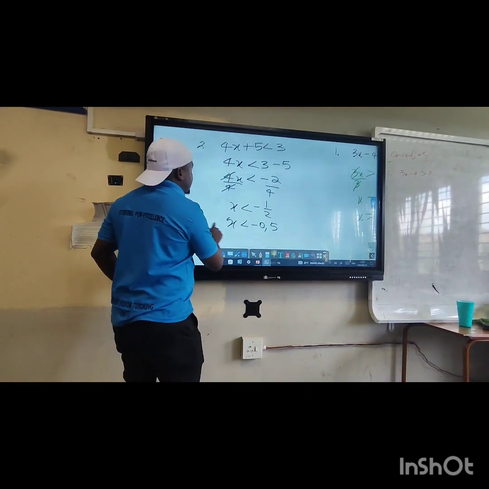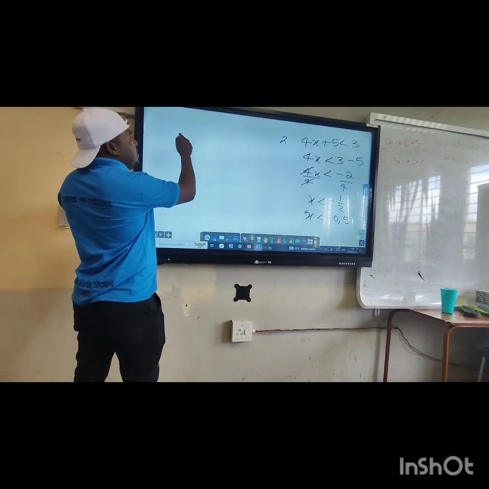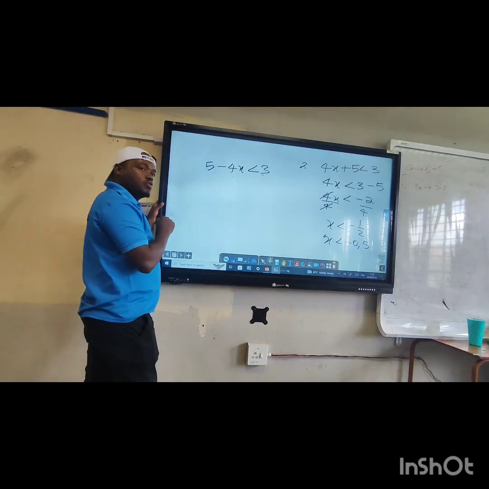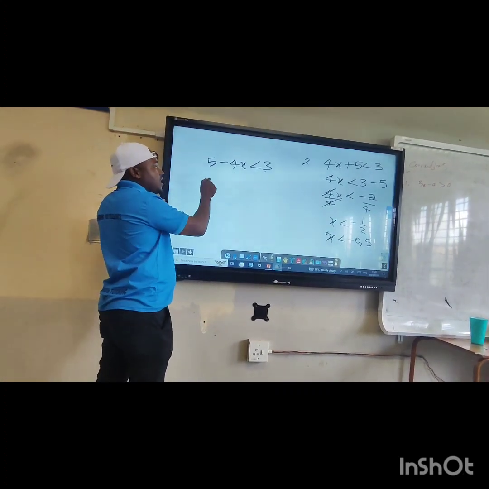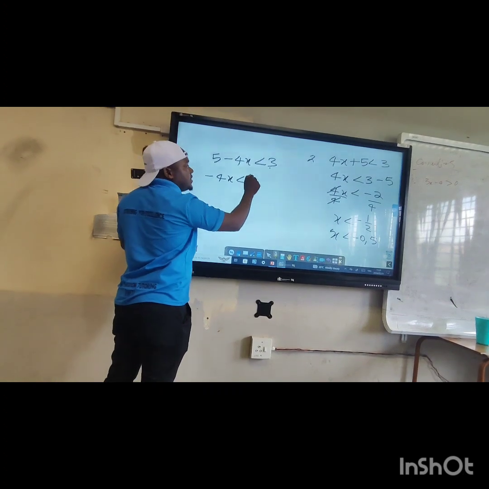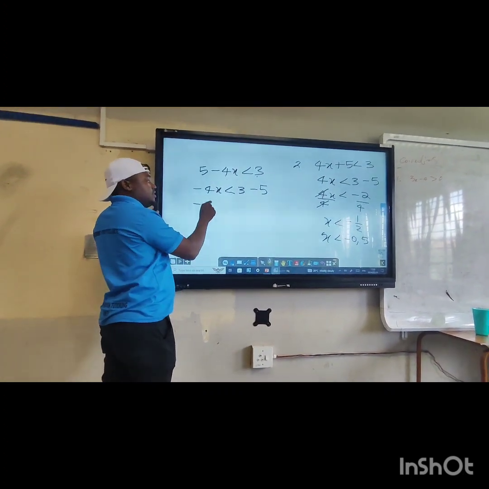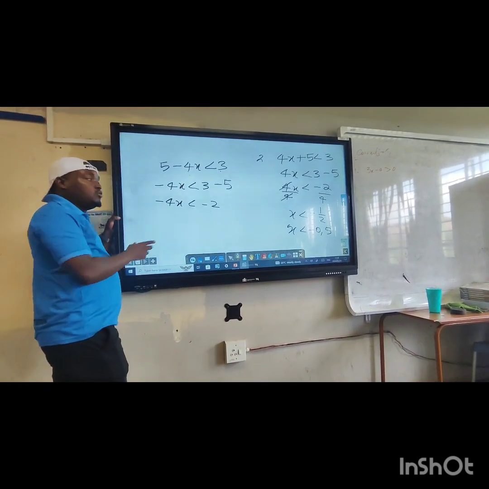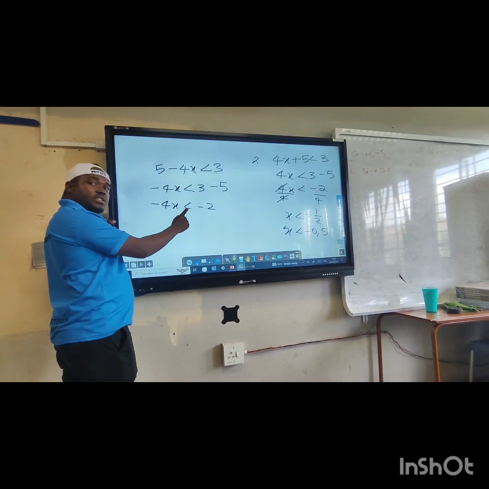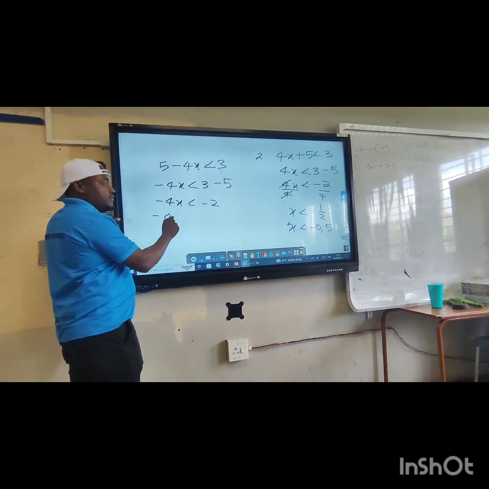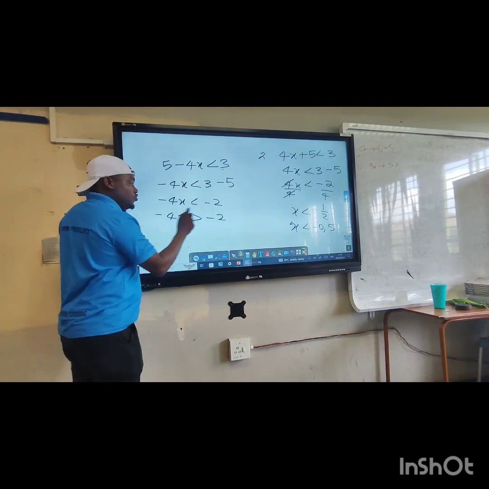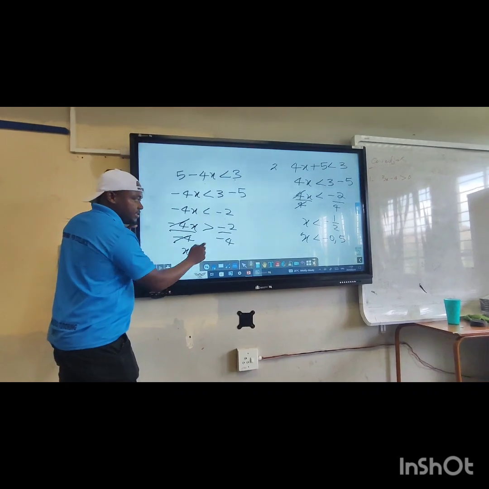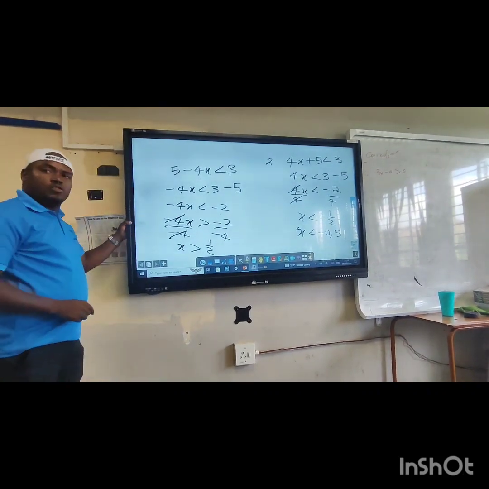Yes. An example is this. If the question was 5 minus 4x being less than 3, how was I going to solve it? I was going to transpose the 5 and have -4x less than 3 minus 5. Then -4x less than -2. Then now I need to divide by -4. I change the inequality sign. So I'm going to say -4x, I change the sign, -2, then divide both sides by -4. Then this cancels, I'm left with x is greater than half. You see what I'm saying?